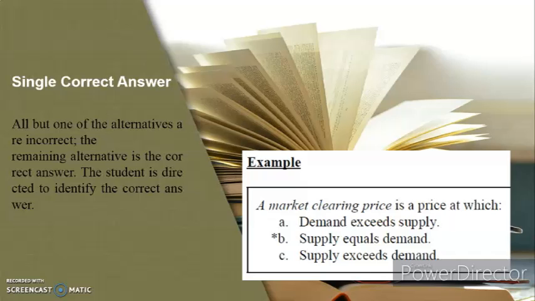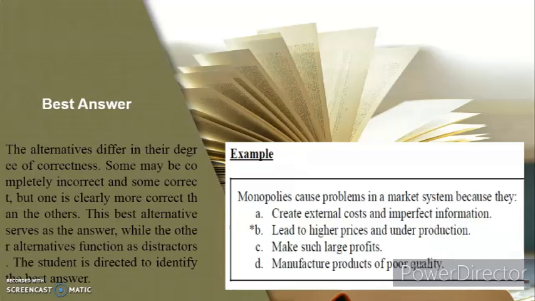And for the best answer variety of multiple choice items, the alternatives differ in their degree of correctness. Some may be completely incorrect and some correct, but one is clearly more correct than the others. The best alternative serves as the answer, while the other alternatives function as distractors. The student is directed to identify the best. You can see the example for the best answer.